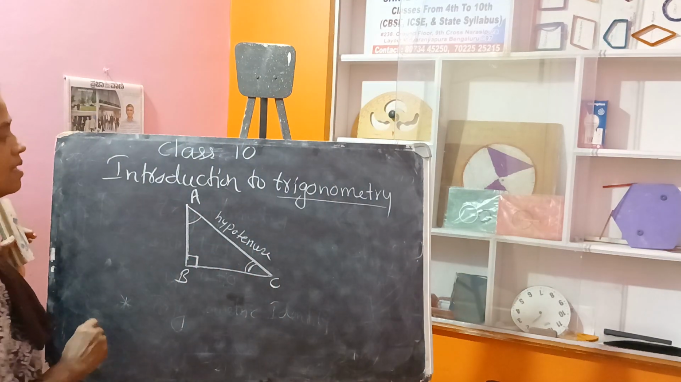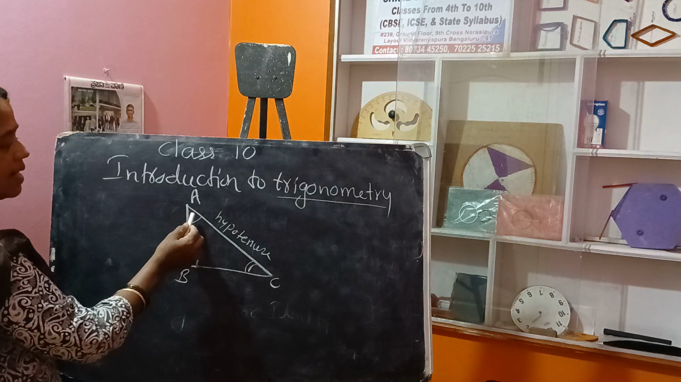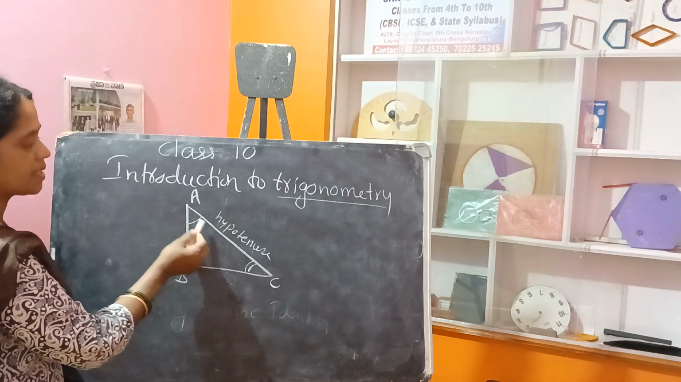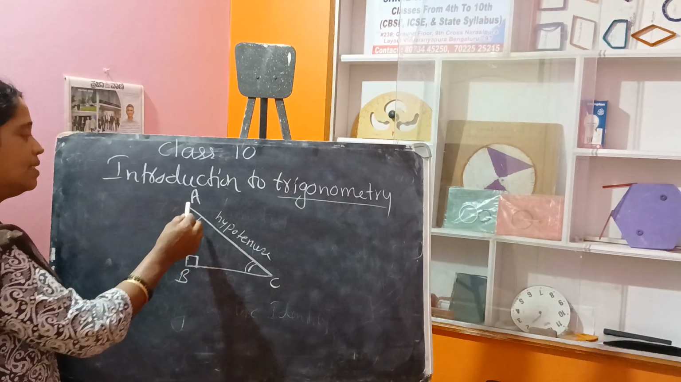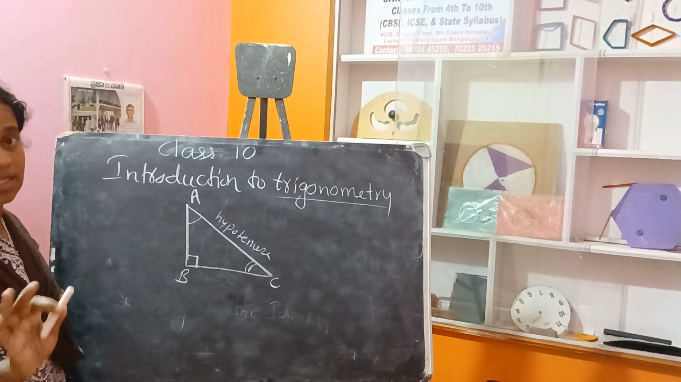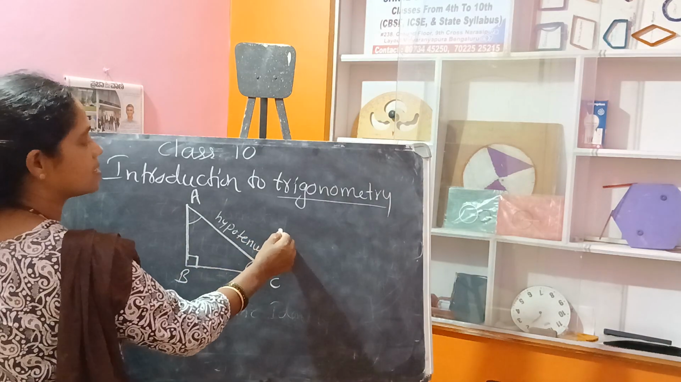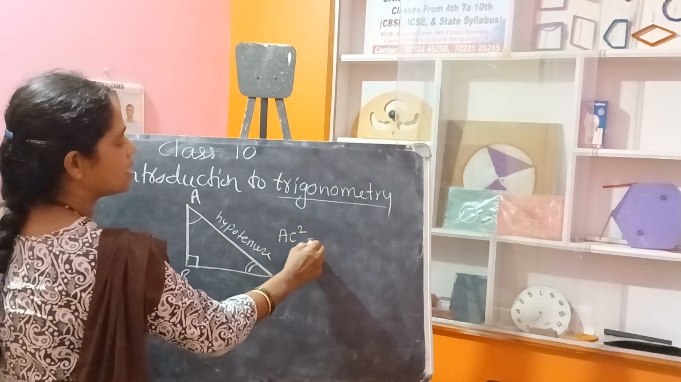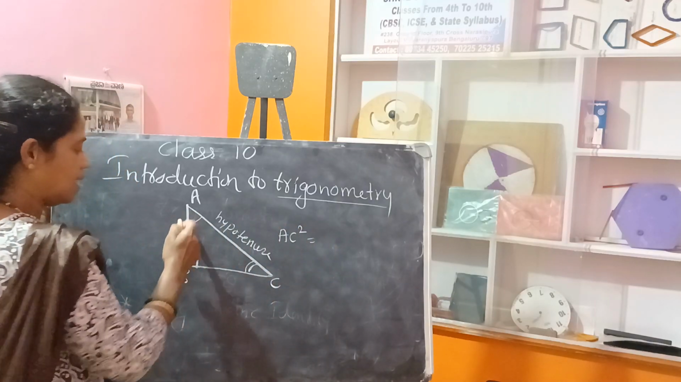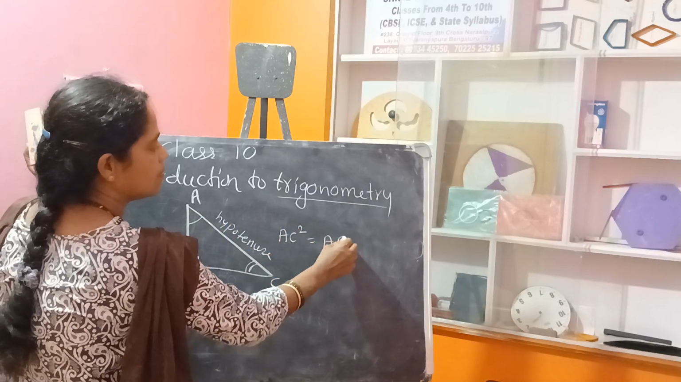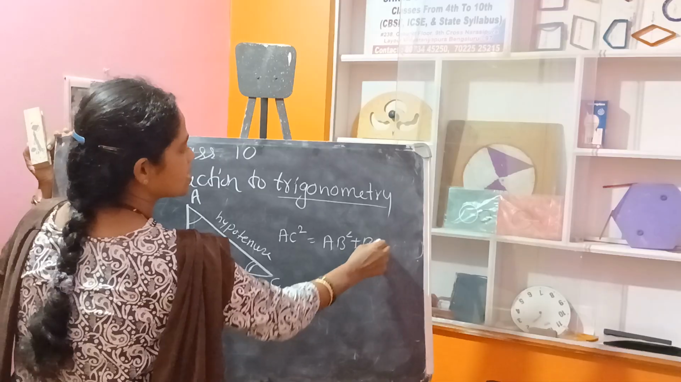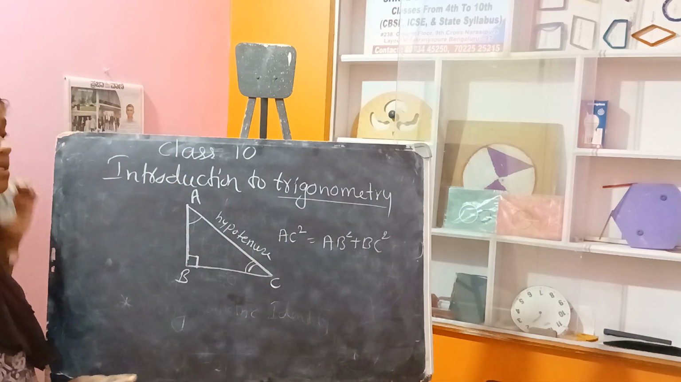And in the Pythagoras theorem, one more concept you have studied in previous classes, what is that Pythagoras theorem? In a right angle triangle, the square of the hypotenuse is equal to the sum of the squares of the other two sides. Isn't it? That is, for this triangle, AC square is equal to AB square plus BC square. Very famous theorem.